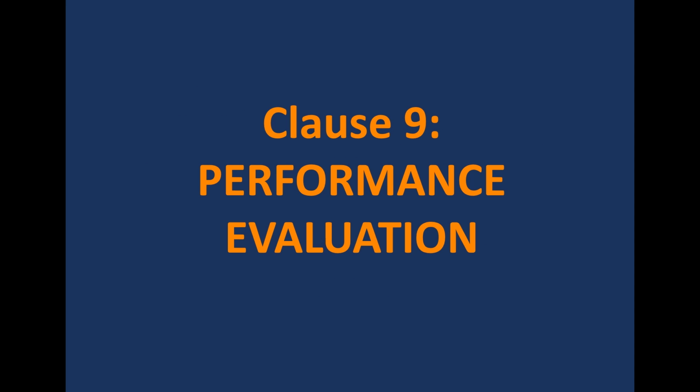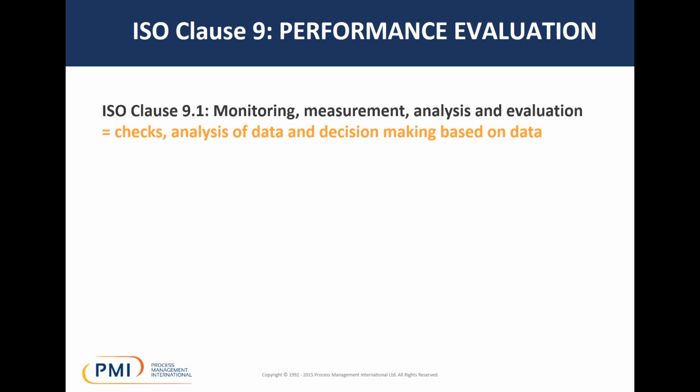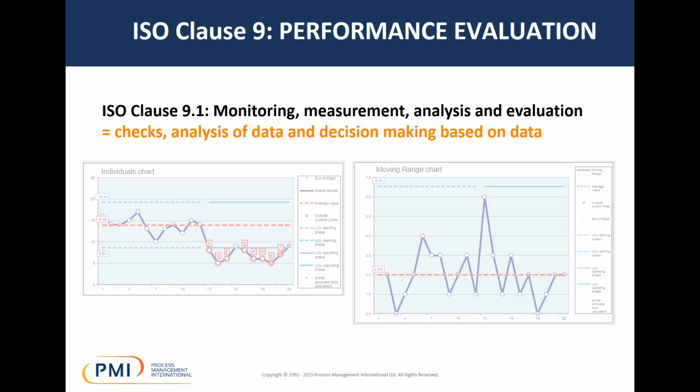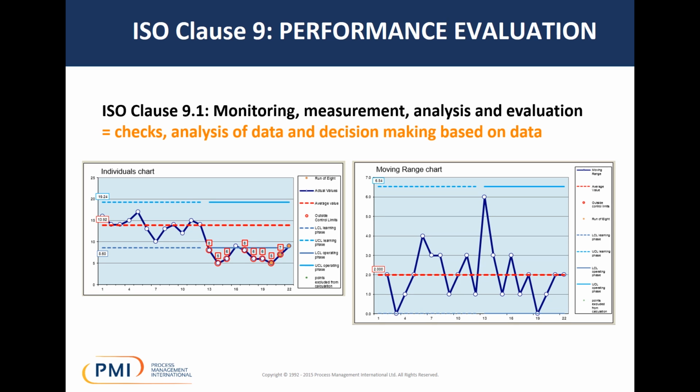Clause 9 deals with performance evaluation, or how do we know how we are doing. A control chart is an essential tool to help you understand your process performance. Only when your processes are stable and predictable can you start to implement improvements to reduce variation and seek opportunities for innovation.